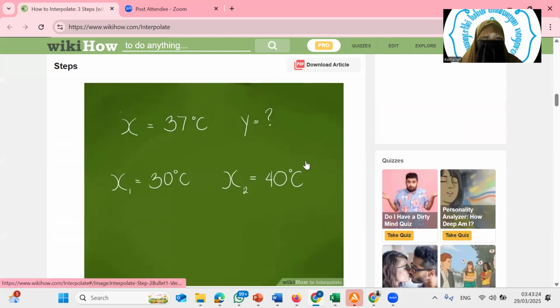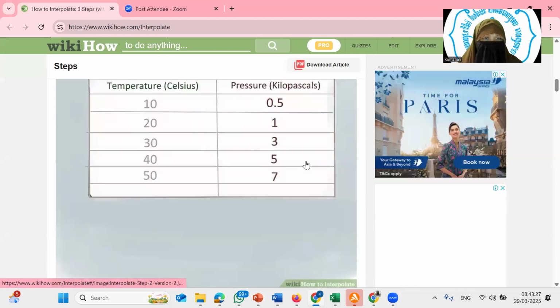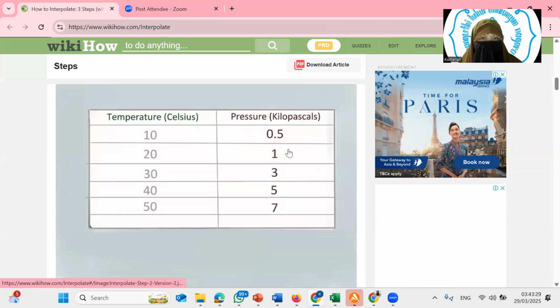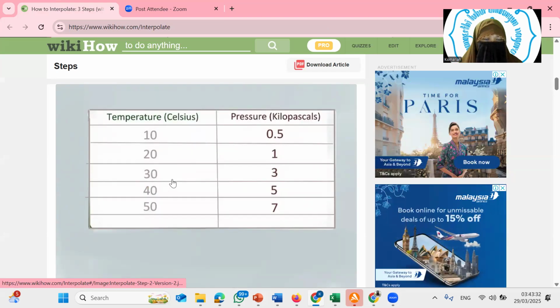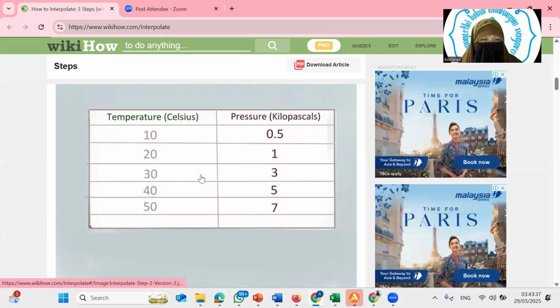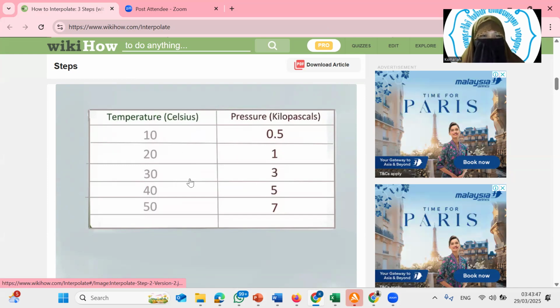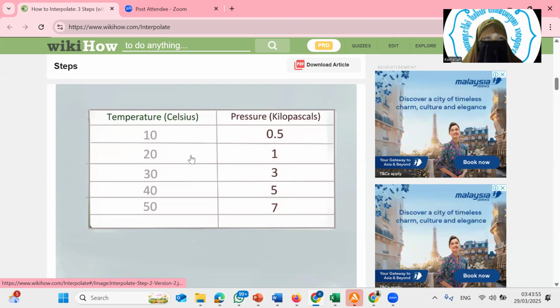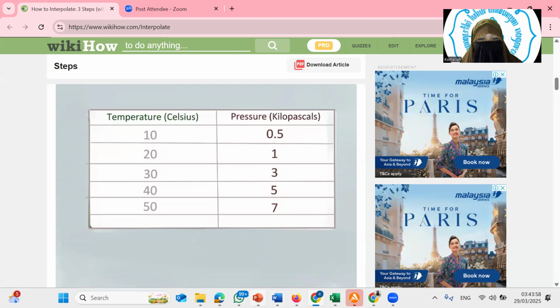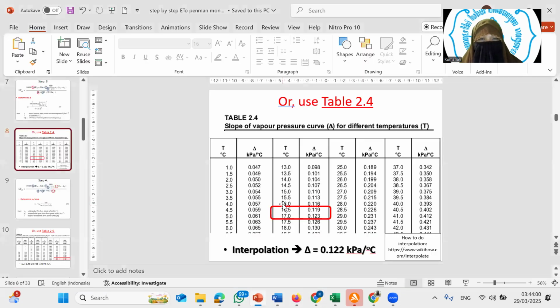Please check this link and please try to. So in this problem, for example, they are looking for what is the pressure for 37 degrees Celsius. So it should be between 3 and 5 because the given information is the pressure for 30 and 40 degrees Celsius respectively. So they do the interpolation to determine the pressure of 37 degrees Celsius. So please refer to this example about how to do this interpolation of temperature.